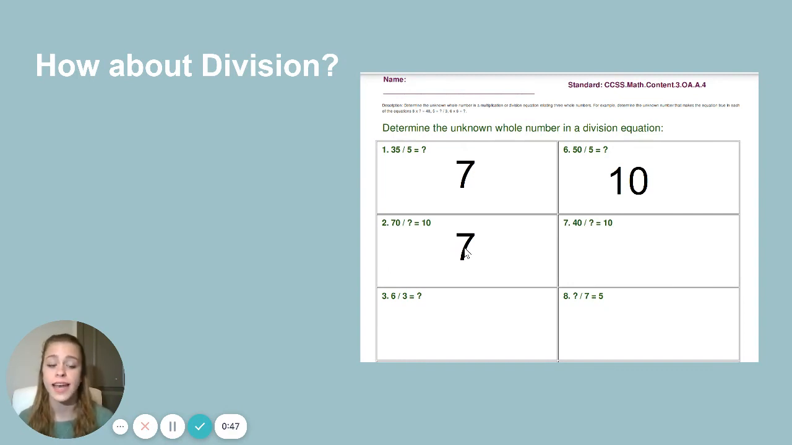And then the next one is really similar also. It's 40 divided by blank equals 10, and that's going to be 4. Then we have 6 divided by 3, which is just a regular division problem, and that's going to equal 2. And we have blank divided by 7 equals 5, and that's just like the one we previously did on the last page. So we could do 7 times 5, and that's going to equal 35.